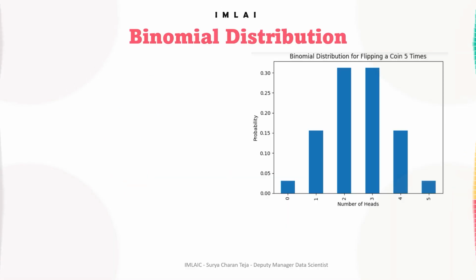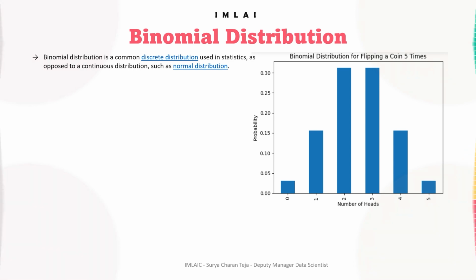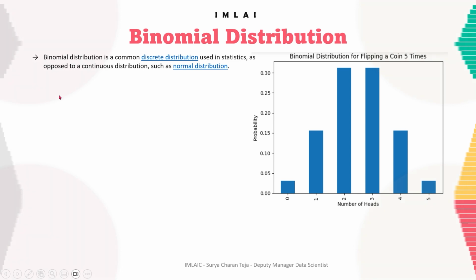Now let's get back to our work. What is the binomial distribution, now that we have seen the terminology? The binomial distribution is a common discrete distribution. It's very important. It is a discrete distribution used in statistics, whereas the normal distribution is a continuous distribution.